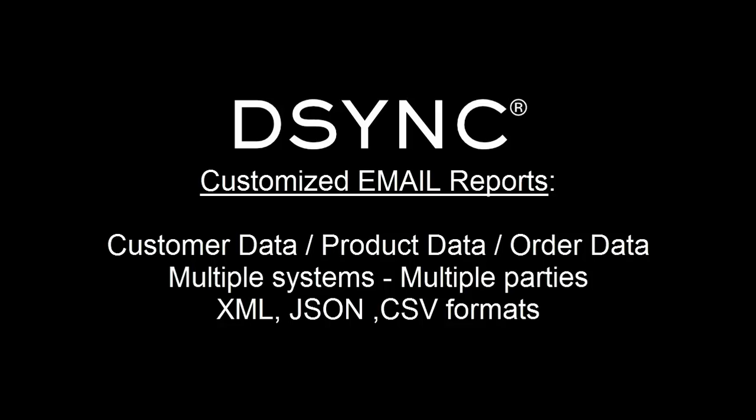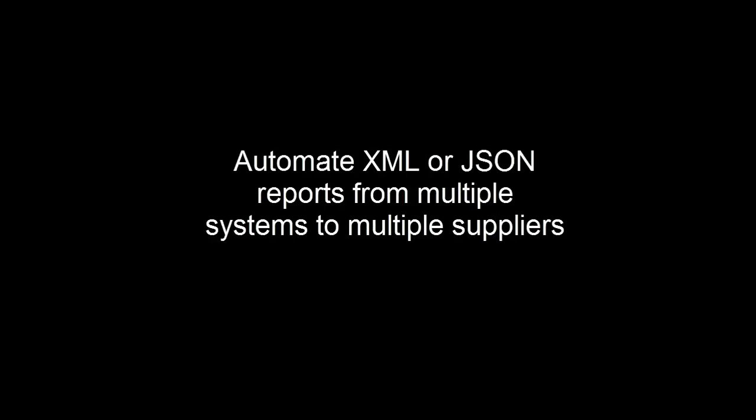Common scenarios where the Desync email feature is used include: 1. Notifying suppliers or retailers of product changes. 2. Notifying parties when an error occurs. 3. Emailing of certain reports. 4. Automating XML reports or JSON reports. There are many combinations where this handy feature can be used.